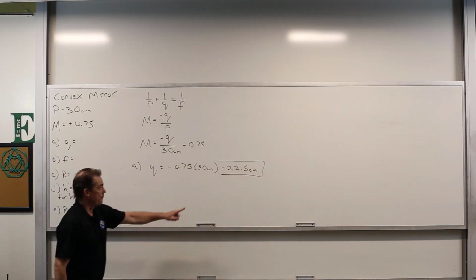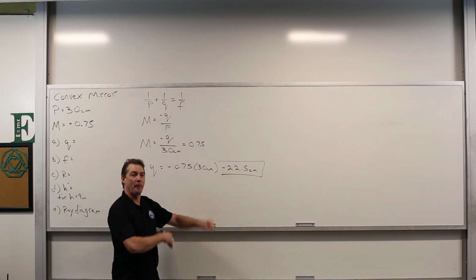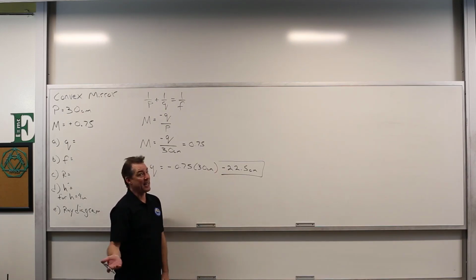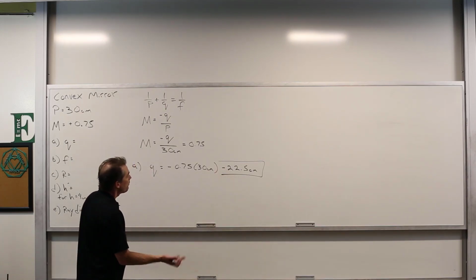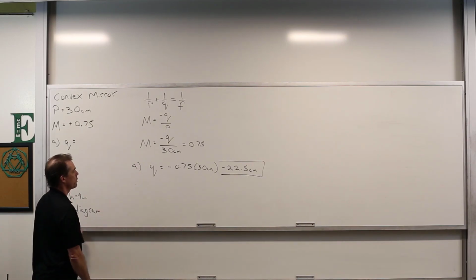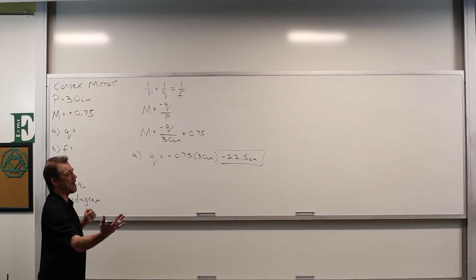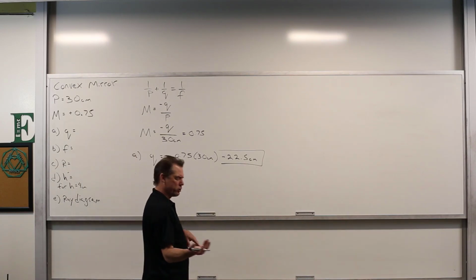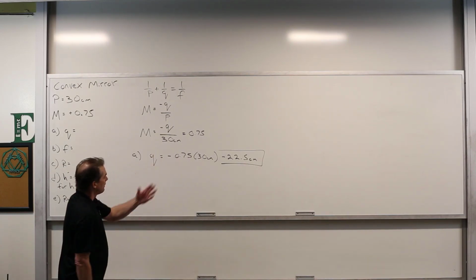So there's Q, the image distance. It came out to be negative. It's on the back side of the mirror, which also means that it has to be a virtual image. So we've got a couple of things going for us. We know it's virtual, so we're going to have to trace back rays on the back side when we're doing the ray diagram.